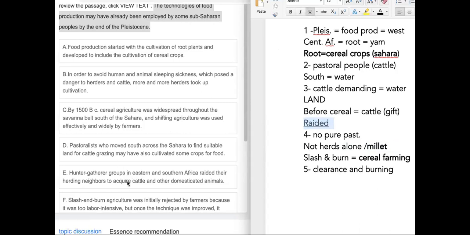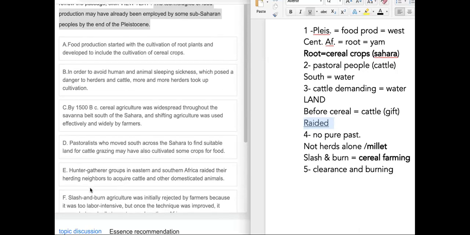This might be a detail, right? Because they also said they gifted the animals. It wasn't just raiding. So this is really specific. I would be cautious of that one. I'm not choosing it yet. Then we've got the ending F here.